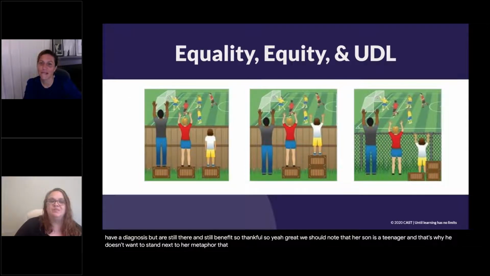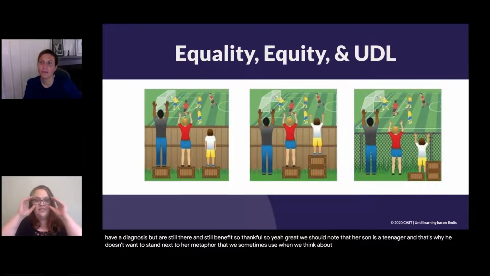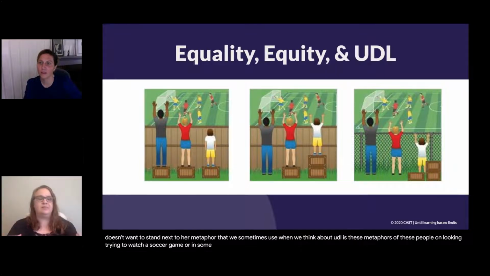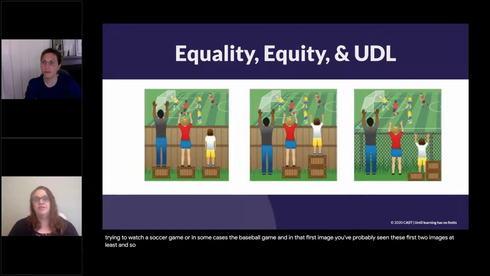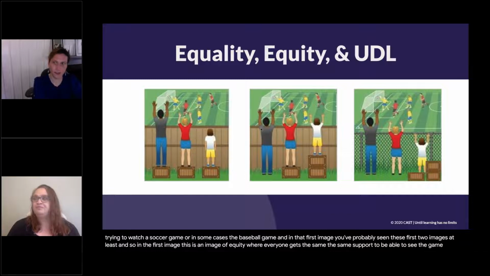Another metaphor that we sometimes use when we think about UDL is these people looking on, trying to watch a soccer game, or in some cases a baseball game. You've probably seen these first two images at least. In the first image, this is an image of equity, where everyone gets the same support to be able to see the game.